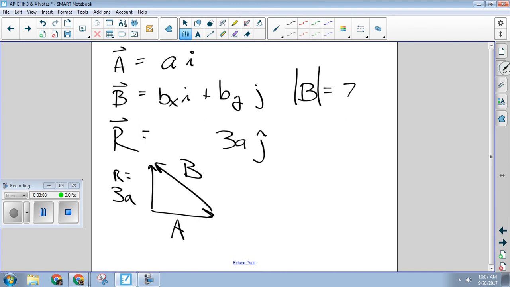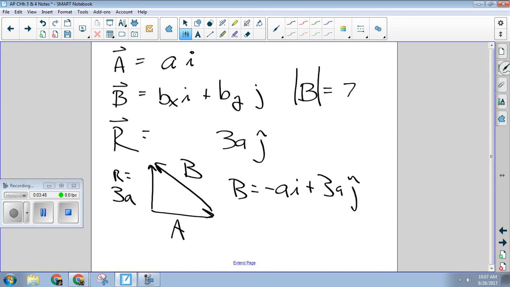So what does Bx have to be? It's got to be negative A, right? Can you see that? The x component of B is negative A, and the y component is 3A. Does that make sense? All right, so here's what I know. B is actually, what did we just say, negative A i plus 3A j. And I know that the magnitude is 7.